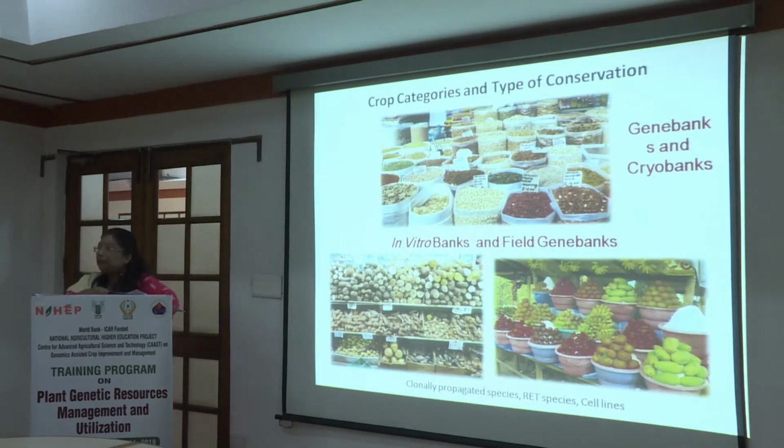Now coming specifically to in vitro gene banks, what is the category of crops that are coming into our in vitro gene bank? Primarily horticultural crops, those which are clonally propagated, including the root and tuber crops, right? And the more staple cereals and legumes and oilseeds will mostly go into the seed gene bank. There are exceptions in both the cases, okay?